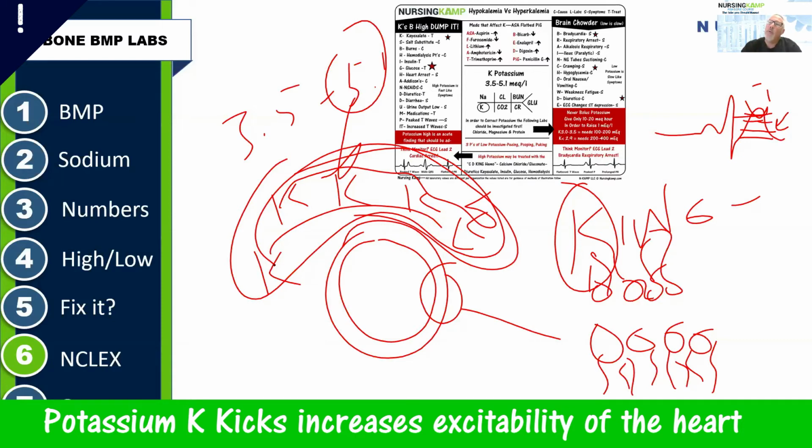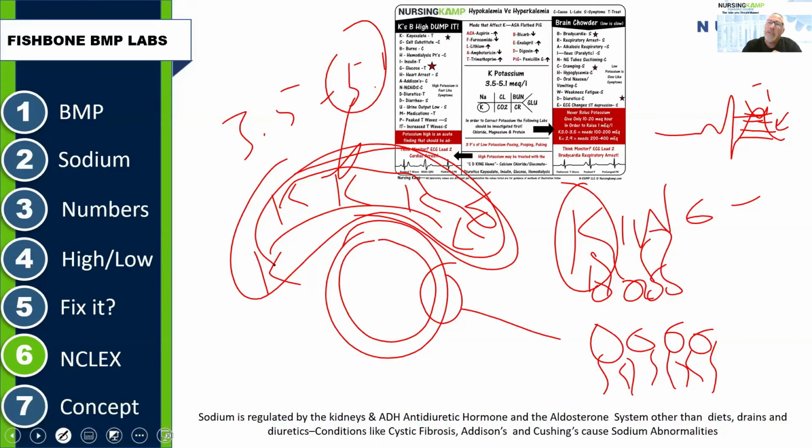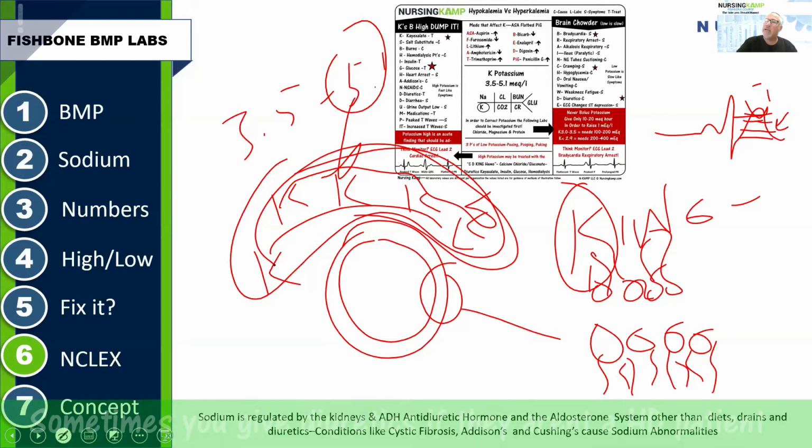Well, Kayexalate works on the colon, right? So what happens is you give it, soupy poopy, right? So now what happens is, remember, peeing, pooping, or puking. Well, Kayexalate will pull potassium out through the colon, right? Makes them poop, so they'll lose some of this potassium.